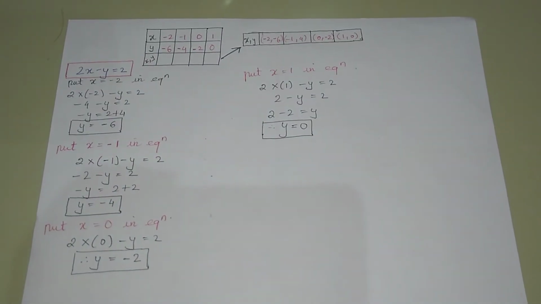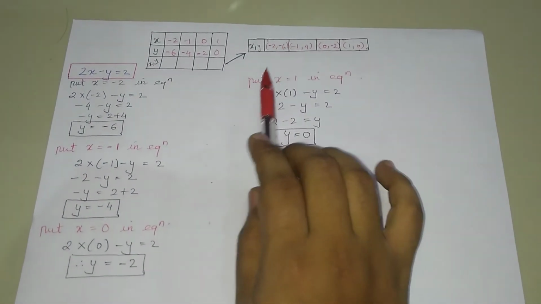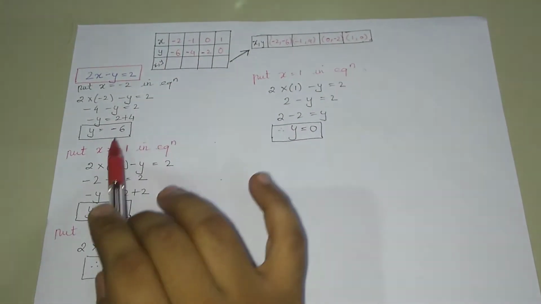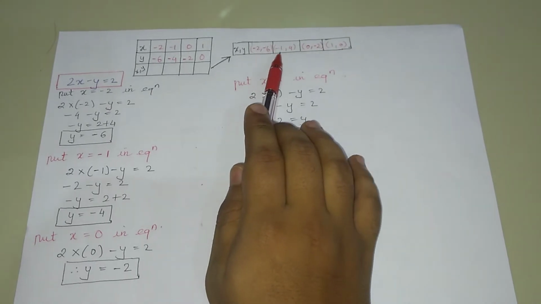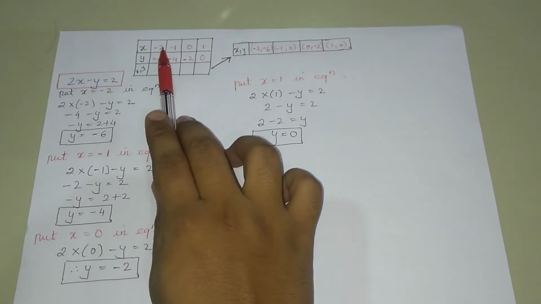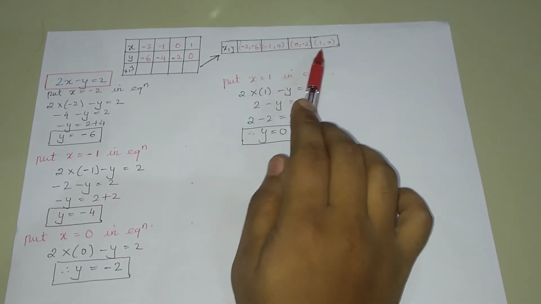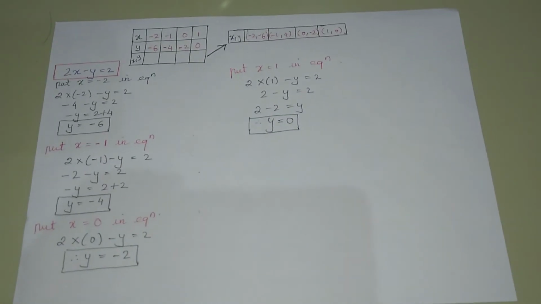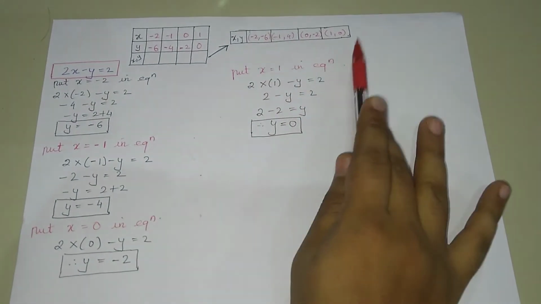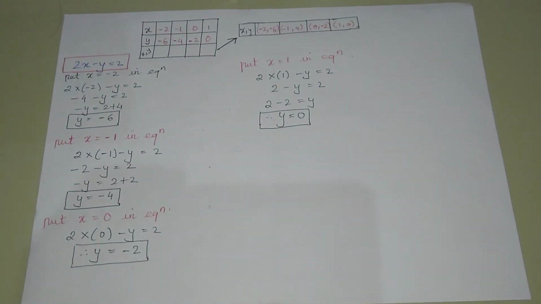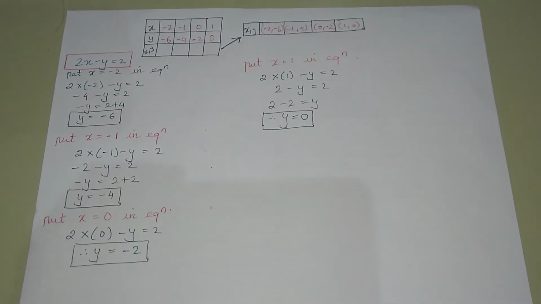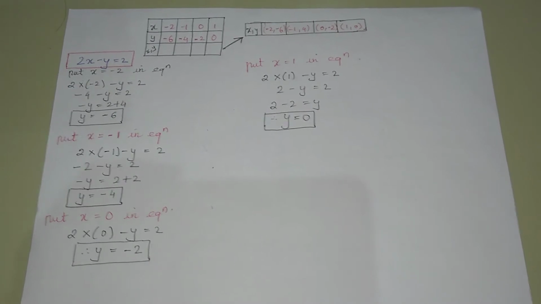Now I have written all the values. The ordered pairs are: x is -2, y is -6, so (-2, -6). Similarly (-1, -4), (0, -2) and (1, 0). So these are the four ordered pairs of the given equation. Now, how do we check whether the ordered pairs we found are correct or not?